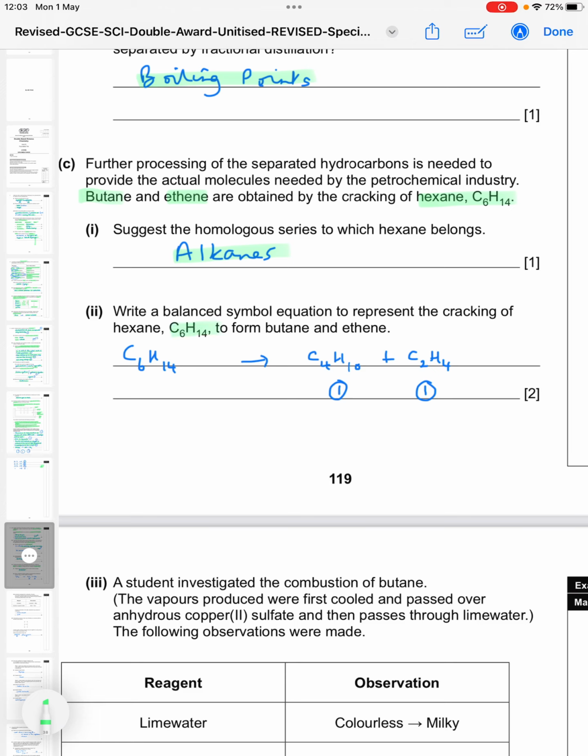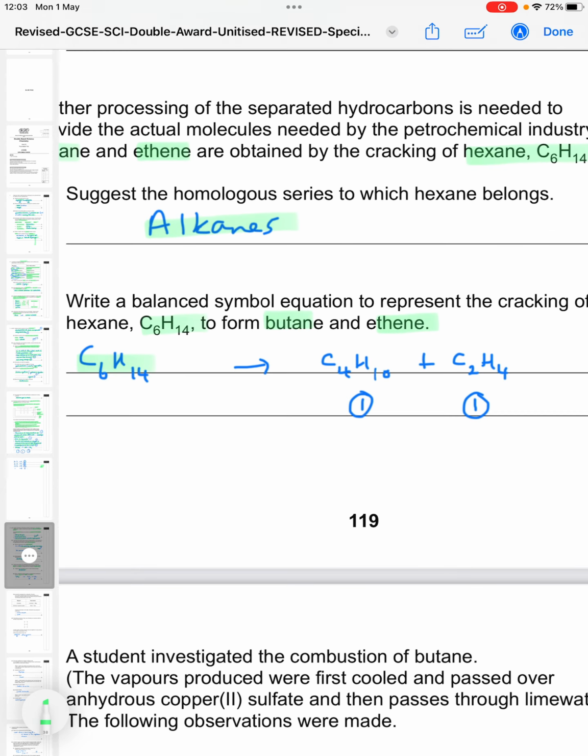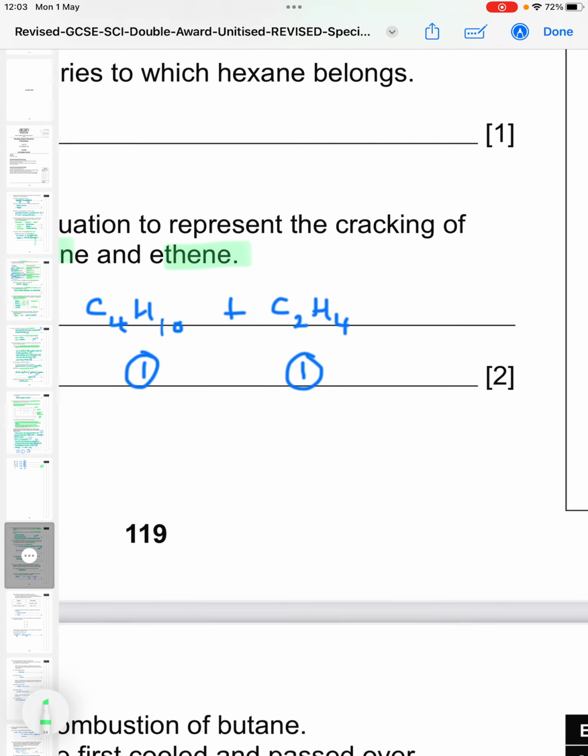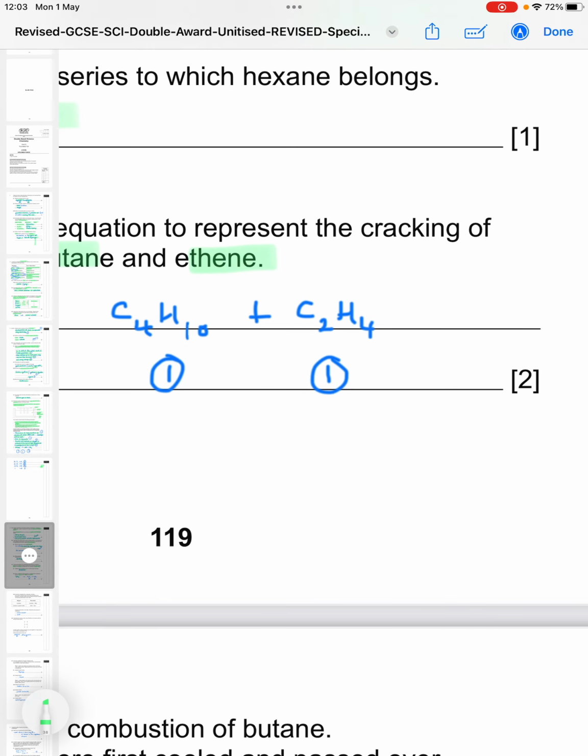Write a balanced symbol equation to represent the cracking of hexane, C6H14, to form butane and ethene. What this question is asking is, can you write the formulas of butane and ethene? You're not getting anything for the C6H14 because it's given in the question. There are 2 marks, and those are for writing the correct formulas.